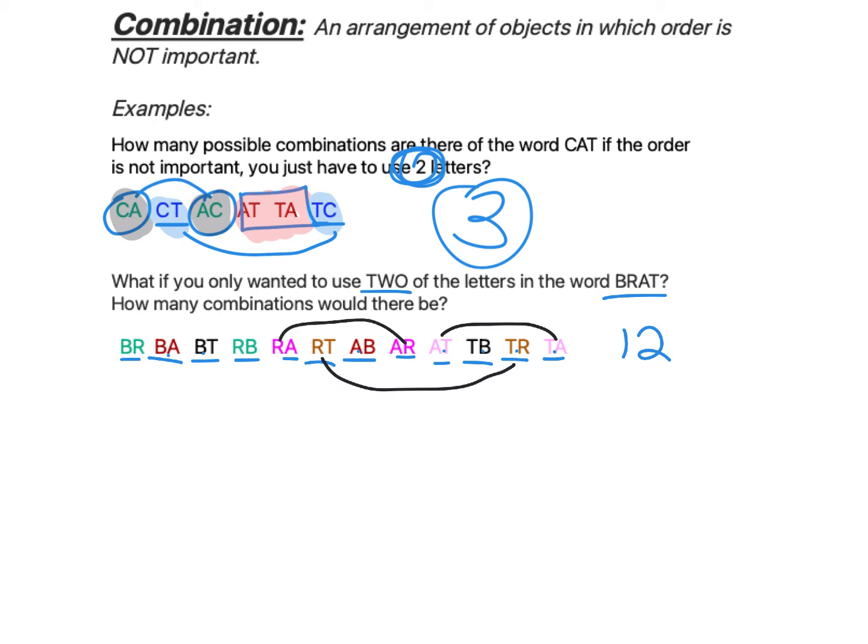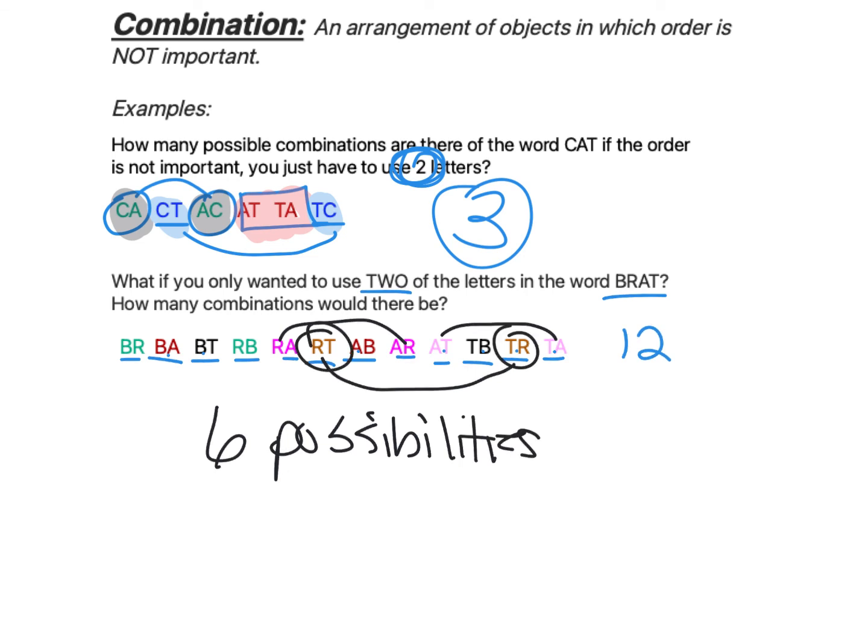So if you look at how many different colors I have on here, there are actually only 6 possibilities, because like that RT and the TR, we only count that once. We don't count them twice.